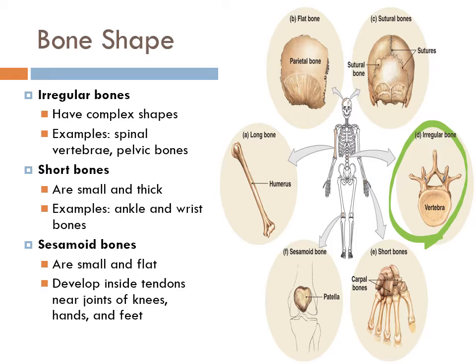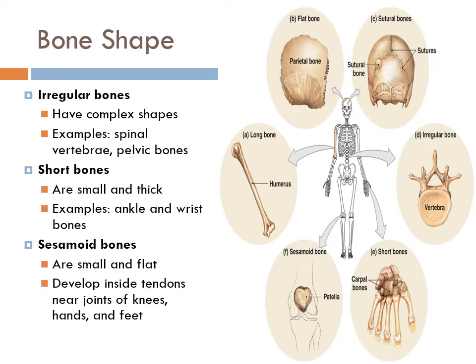The pelvic bones are also irregular bones, the coxal bones, and we'll look at those the week after next. So for this week, we're going to look at the vertebrae as an irregular bone.